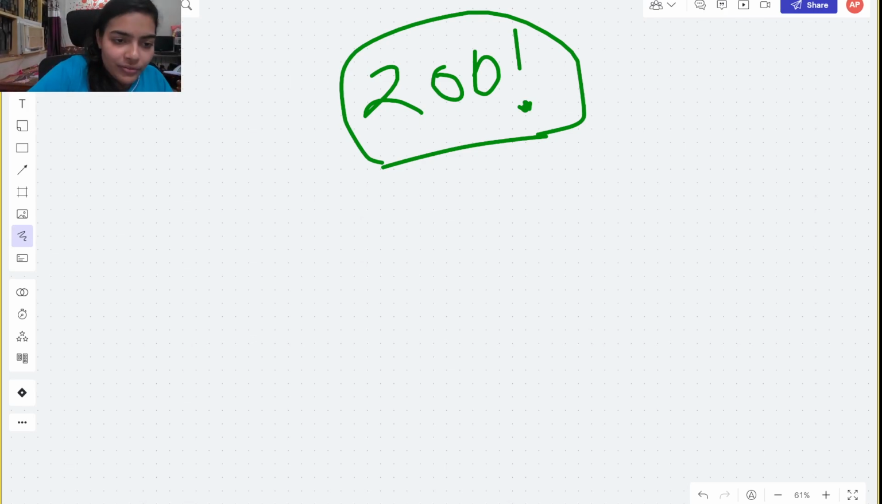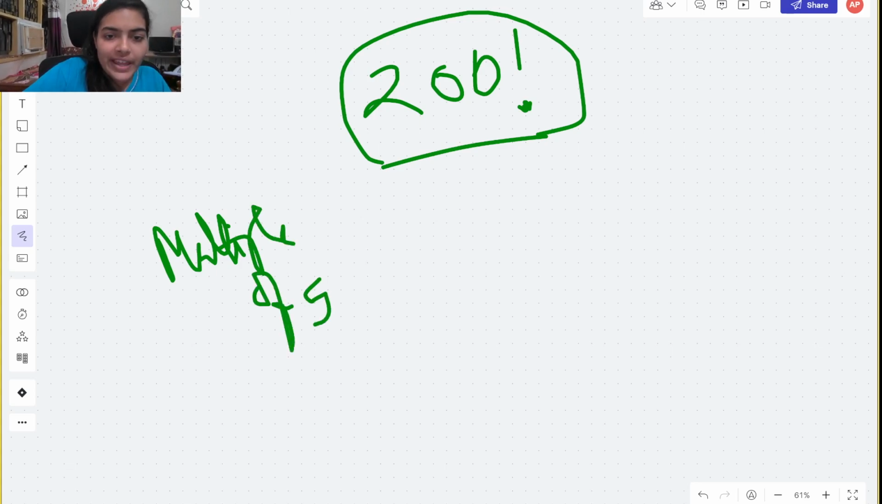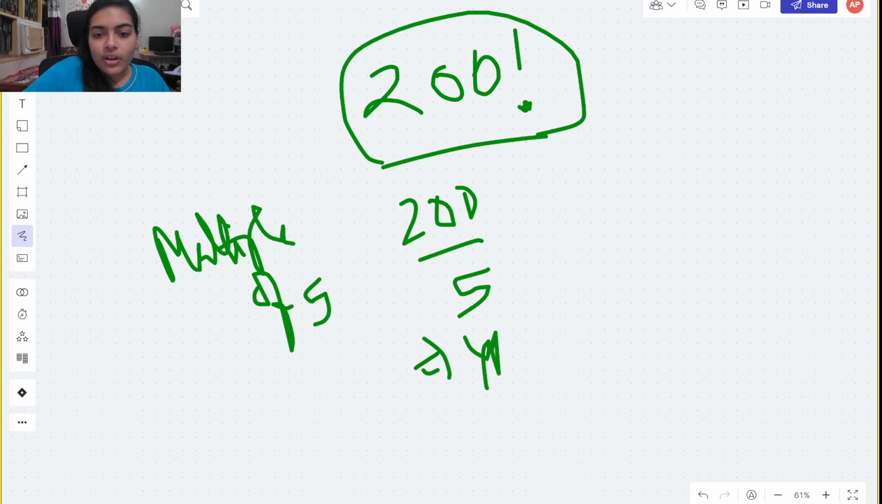It's very simple. First of all, we'll calculate how many multiples of 5 are going to be there, right? First, just divide 200 by 5. So we have 40 multiples of 5. Okay, so we have at least 40 zeros.